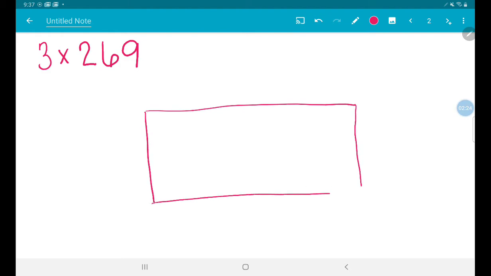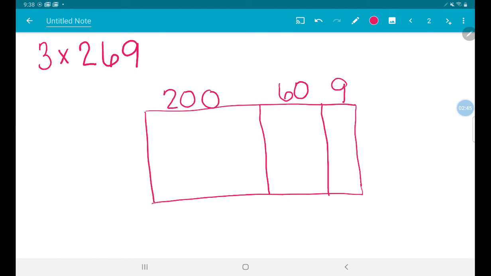And Alexis, you said putting them into pieces. Tell me what you mean by that. Well, putting a line and putting 269. Yeah, we're going to break up 269 into expanded form. So we'll make a section that's 200, a section that's 60, and a section that's 9. And our short side is going to be 3.